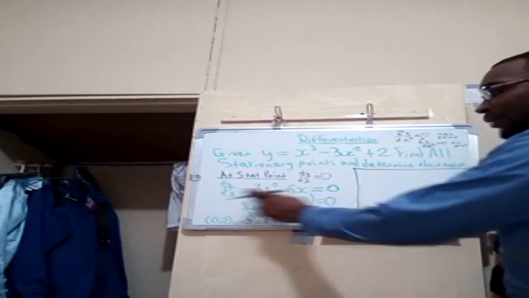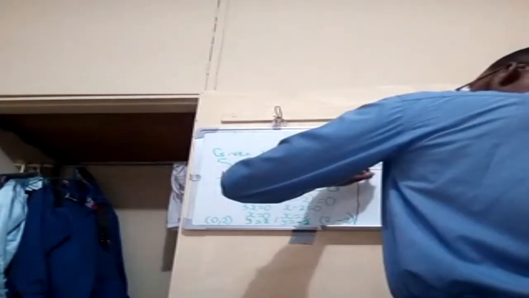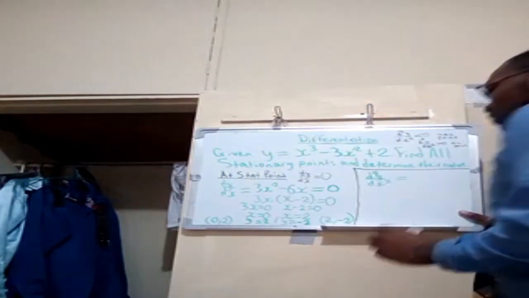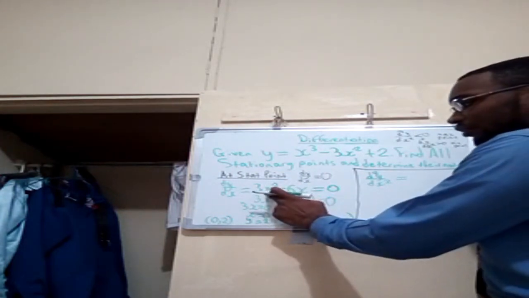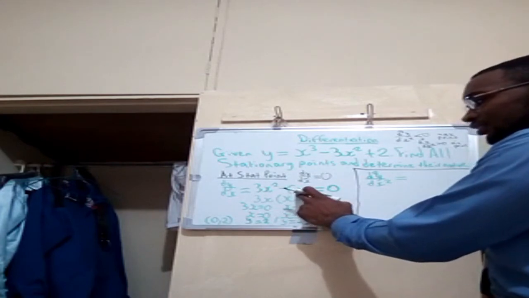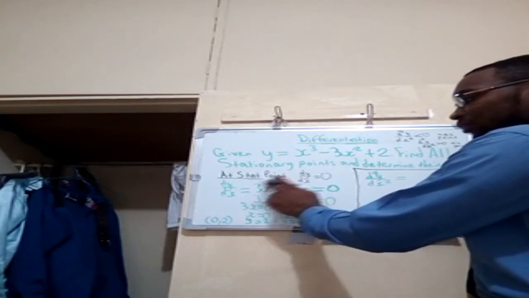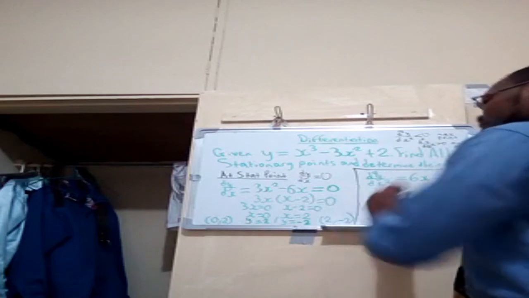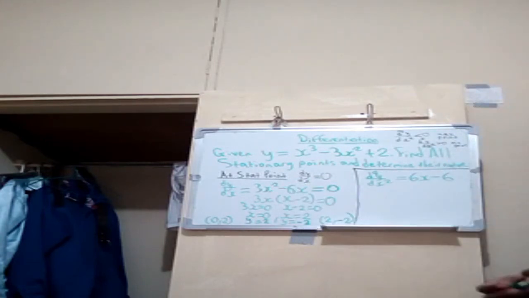So first, dy by dx is 3x squared minus 6x. And so d2y by dx squared is equal to the derivative of 3x squared minus 6x. When we differentiate 3x squared, we bring down the power, so we get 6, subtract 1 from the power, x, minus 6. So that's the second derivative. The second derivative is 6x minus 6.